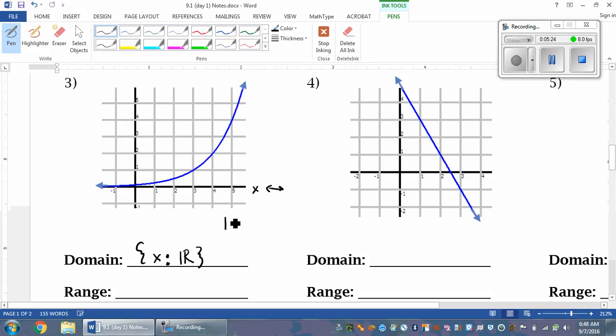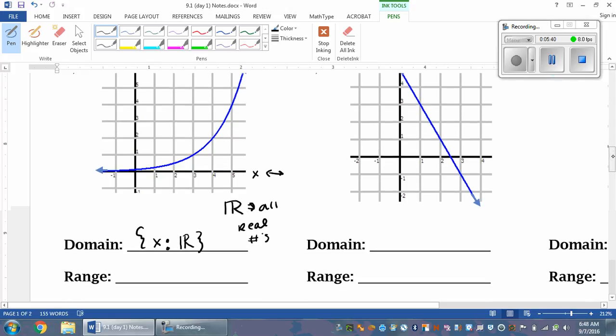Remember this symbol right here? Write two L's and then an R. This means all real numbers. You either write the symbol or you write all real numbers.